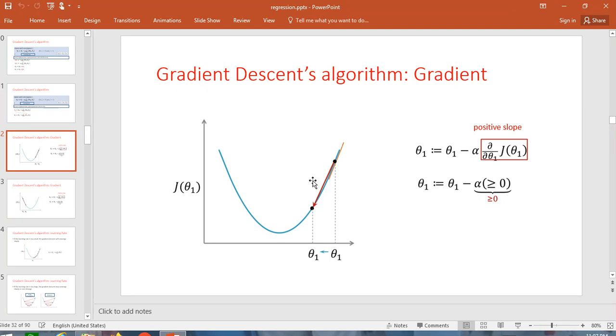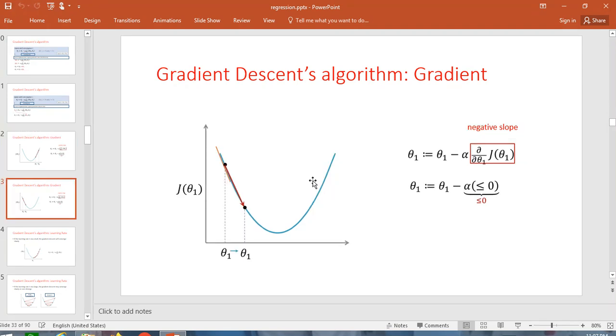The slope of this line is positive at this point. Alpha, which is also positive, so in fact we reduce a value in this formula. So considering the formula, we must move to the left. You can see that the algorithm and the formula work correctly. If the initial random point is on the left side of the optimal point, it will not make a difference and the algorithm will still work optimally.